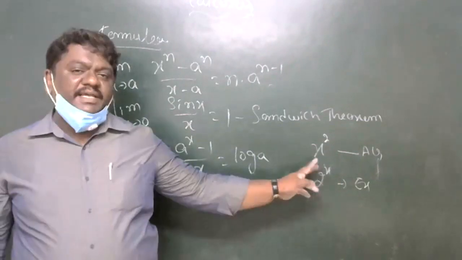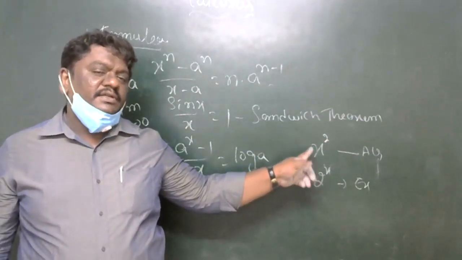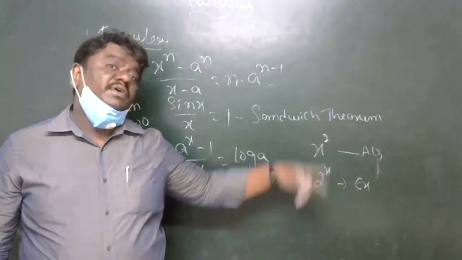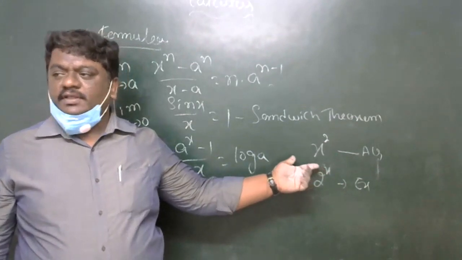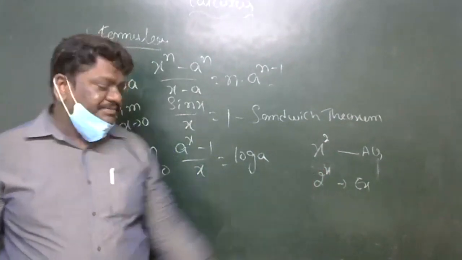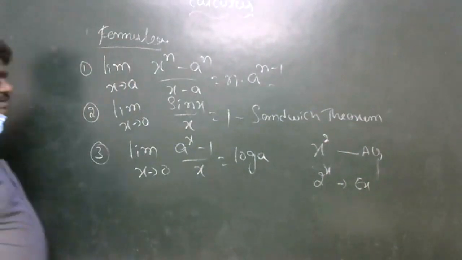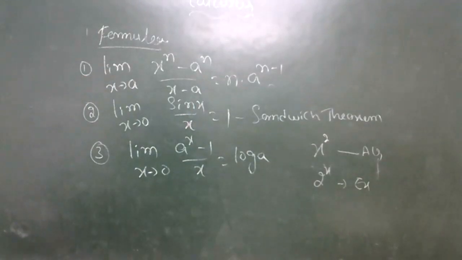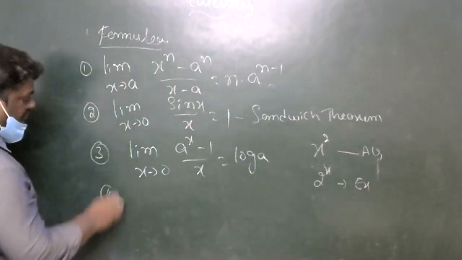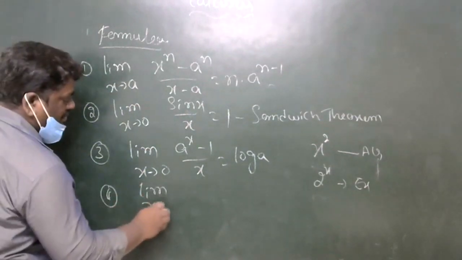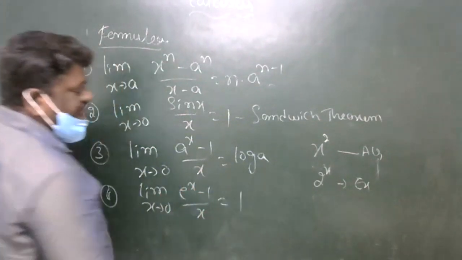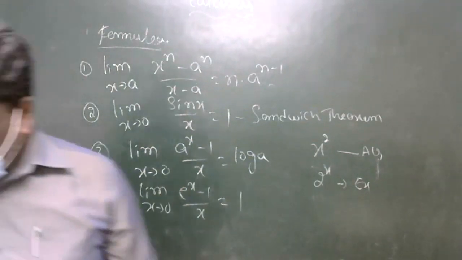In an algebraic function, the base is the variable. In an exponential function, the power is the variable. Okay. So a to the power of x minus 1 divided by x is equal to log a. Next one: limit as x tends to 0, e to the power of x minus 1 divided by x is equal to 1.